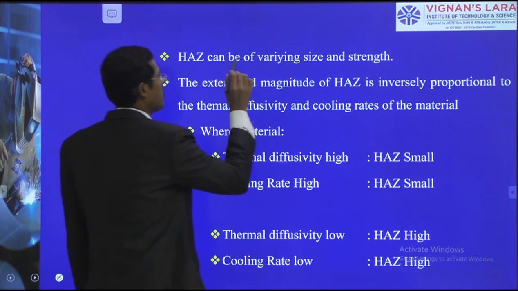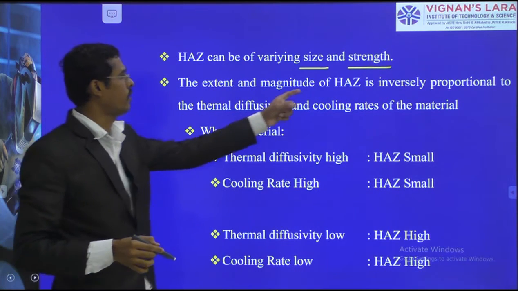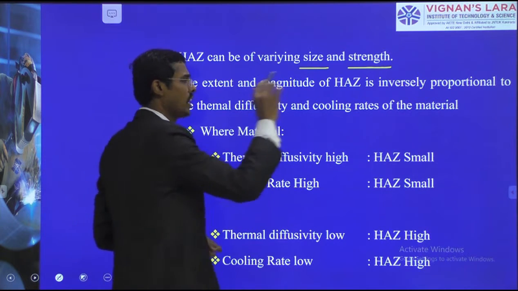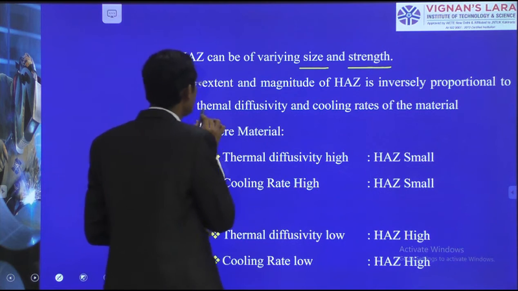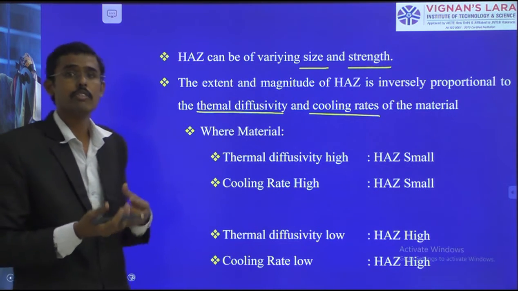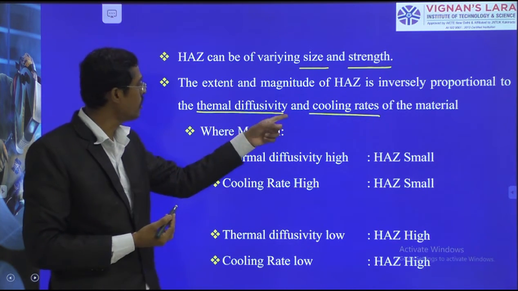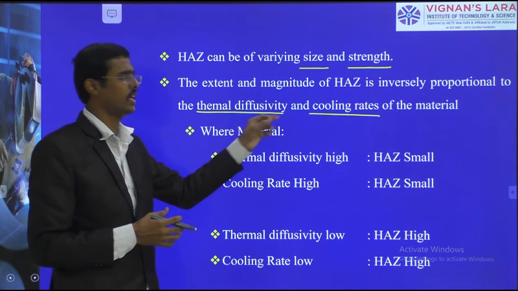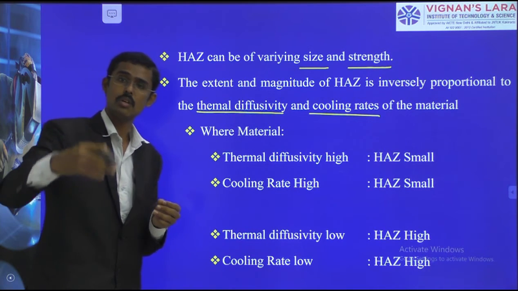The heat affected zone can vary in size and strength factors. The extent and magnitude of heat occurrence is inversely proportional to the thermal diffusivity and cooling rate. So heat affected zones are dependent on two factors: one is thermal diffusivity and the other is cooling rate. How far the thermal conductivity of the base material absorbs heat, and how far the cooling rate is, how far it cools down. Depending upon these two conditions, heat affected zones will differ. Accordingly, mechanical properties will also differ.